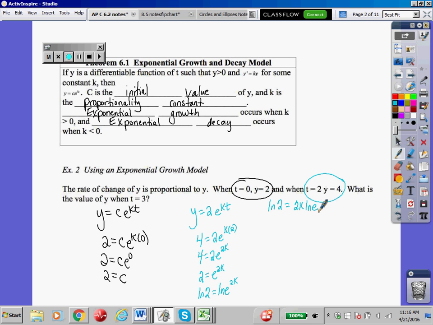When you have an exponent as your variable, you need to take a log of both sides, and that allows you to use that power property for logarithms to bring them down. Now, what's the natural log of e? 1. And if you remember that, we can begin to skip a step. So that's 2k. Divide by 2, you're going to need a calculator. So take ln2 and divide that by 2.